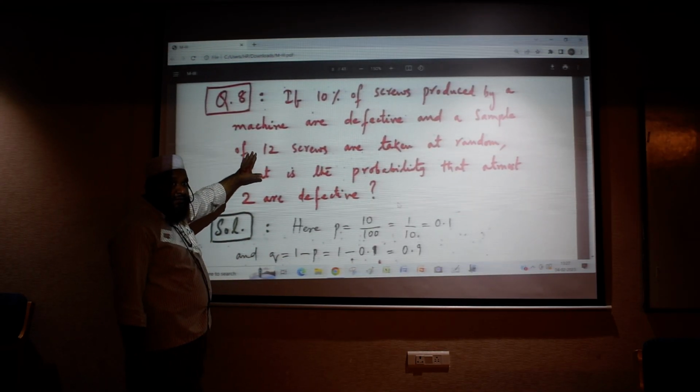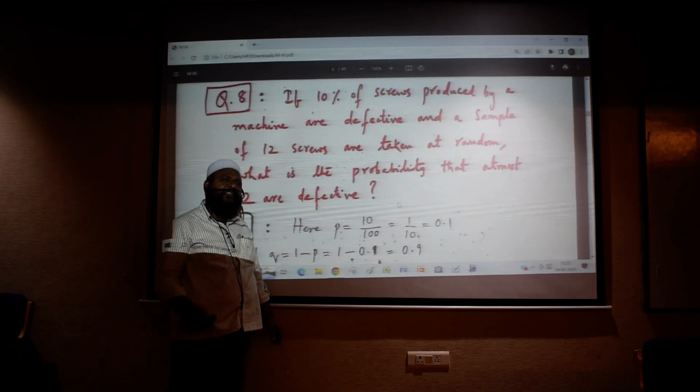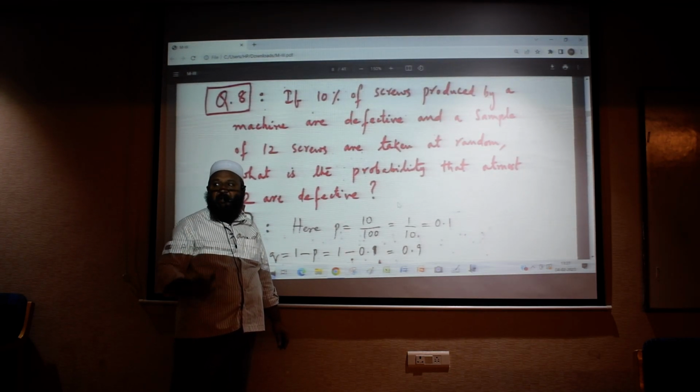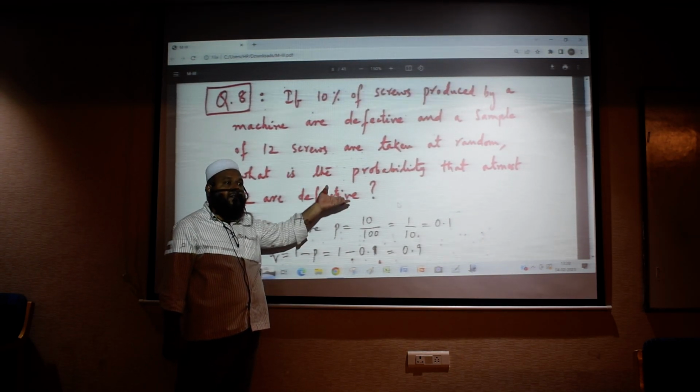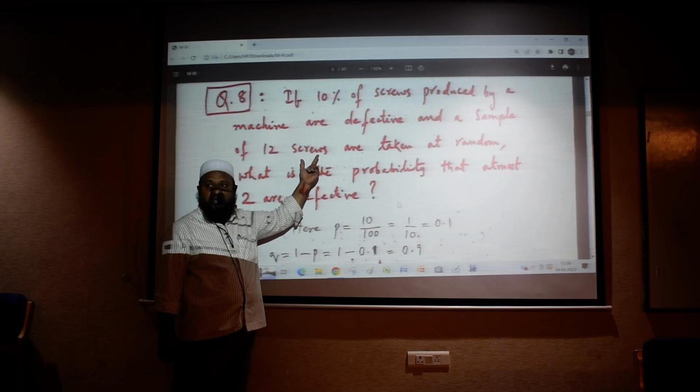Okay, question number 8 now. 10% of the screws produced by a machine are defective. Means how many screws are produced? 10% will be defective. Suppose if 200 screws are produced, then 20 will be defective and 180 will be non-defective.